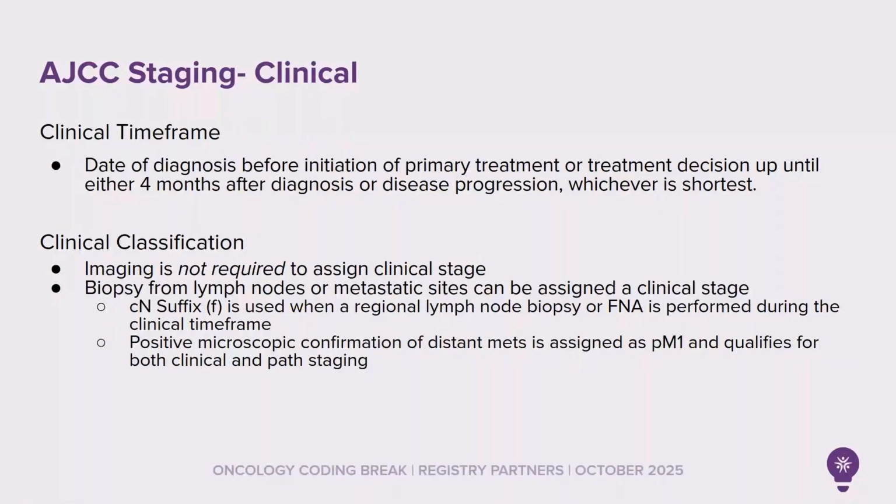The cN suffix F is used when the regional lymph node biopsy or FNA is performed during the clinical time frame. And the positive microscopic confirmation of distant mets is assigned as pM1 and qualifies for both clinical and path staging.